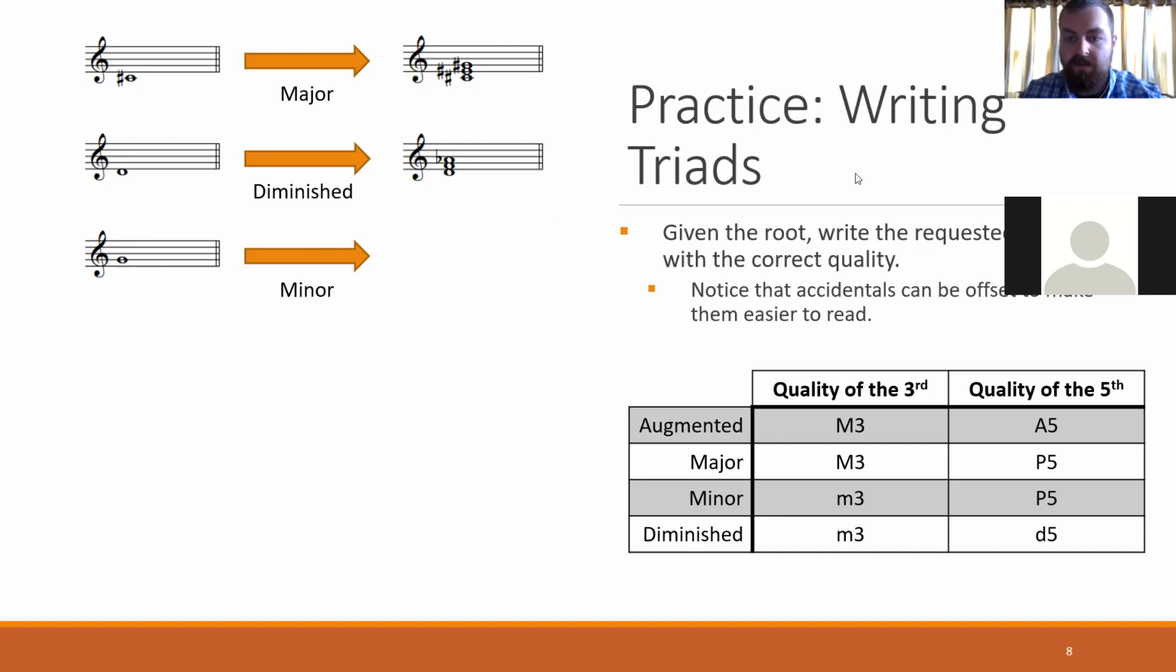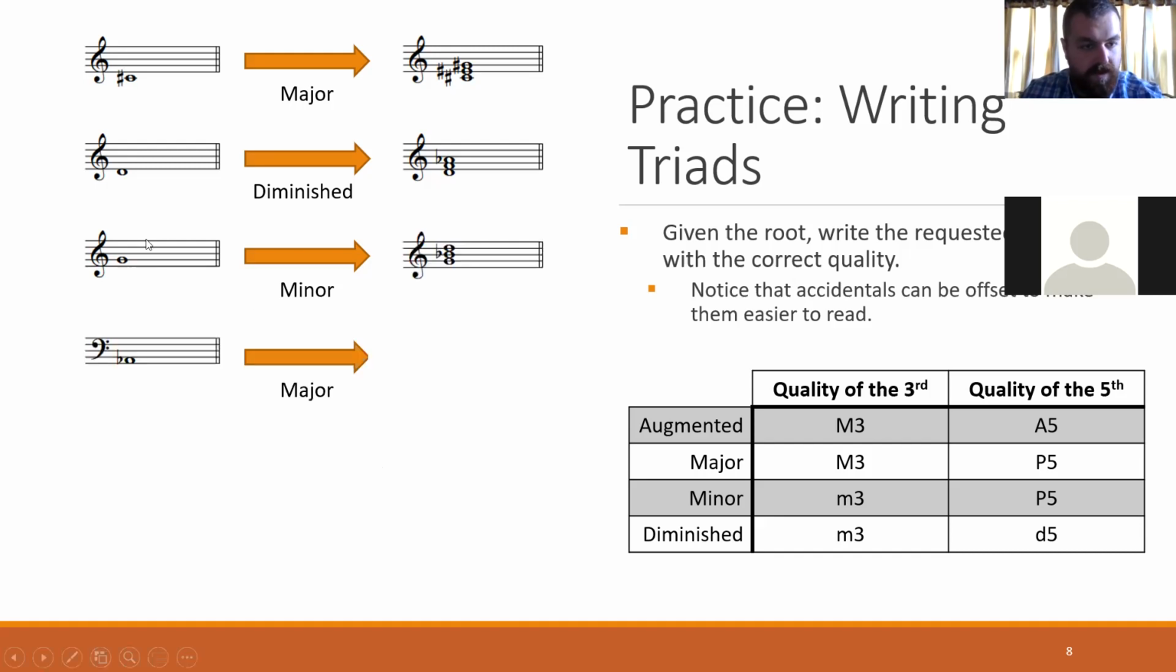Okay, thank you. I see G, B flat, and D. There seems to be some consensus. Okay, indeed, that is correct. G up to B flat is a minor third. G up to D is a perfect fifth.